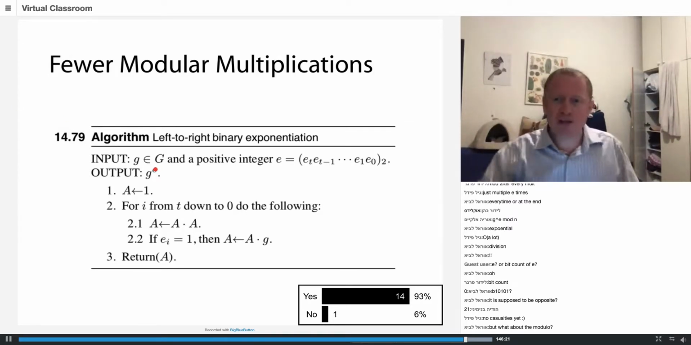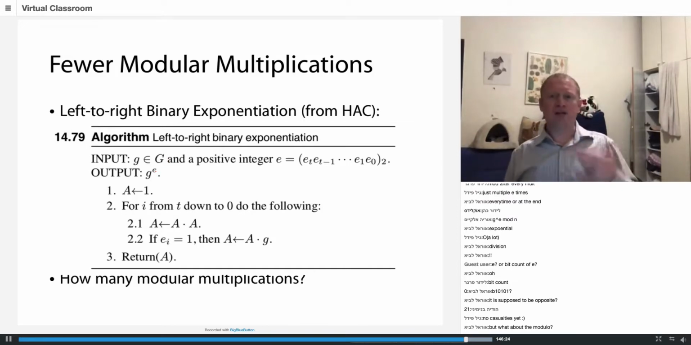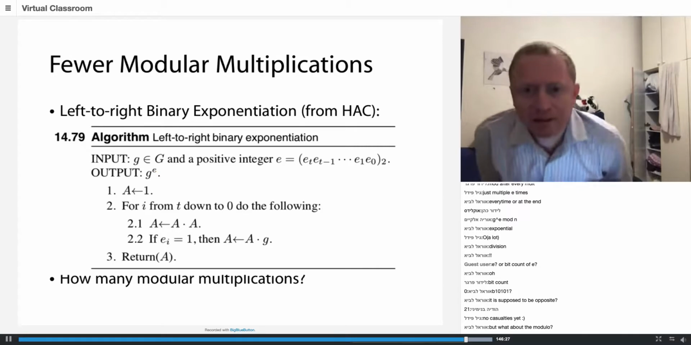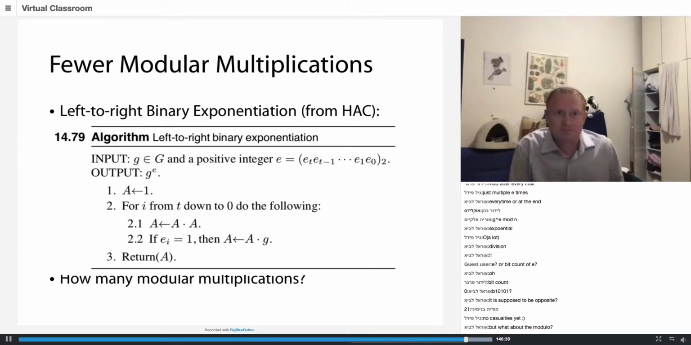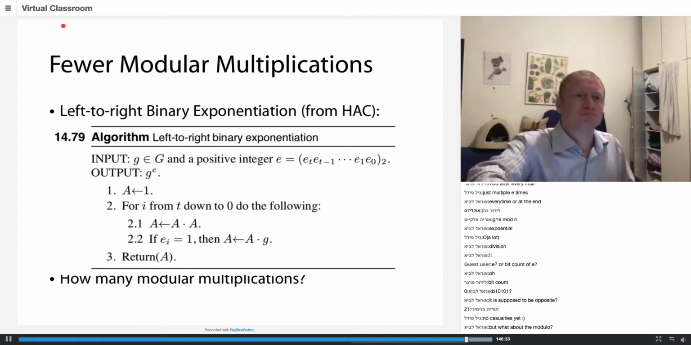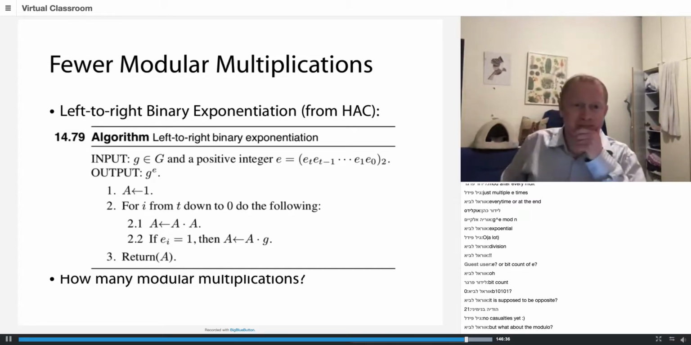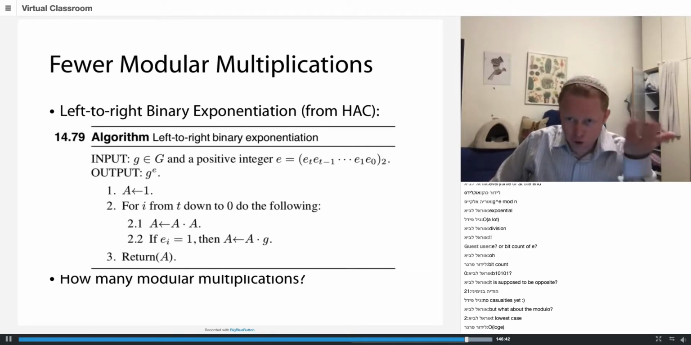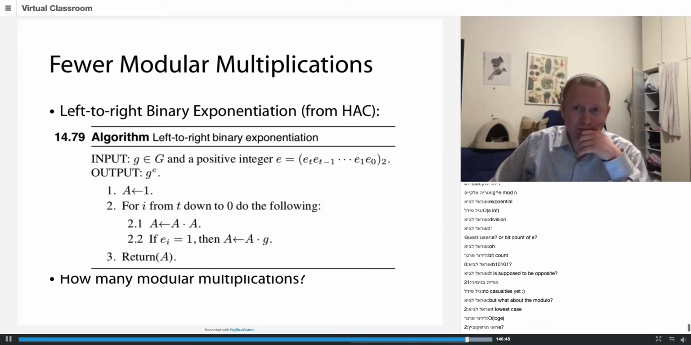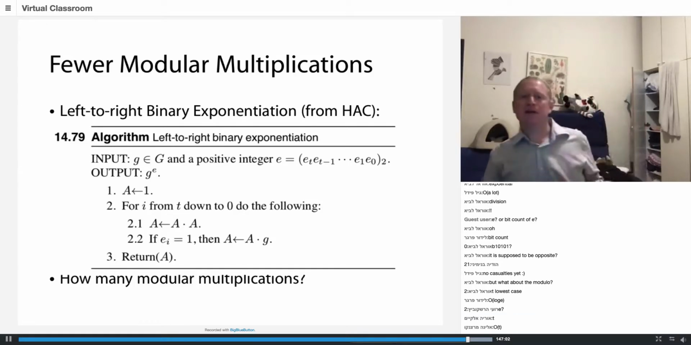So how many modular multiplications do I do in this algorithm? What is the answer? In the old one, I did 2 to the power of e. That wasn't so good. But here, the length of e is t bits. So it's O of t.